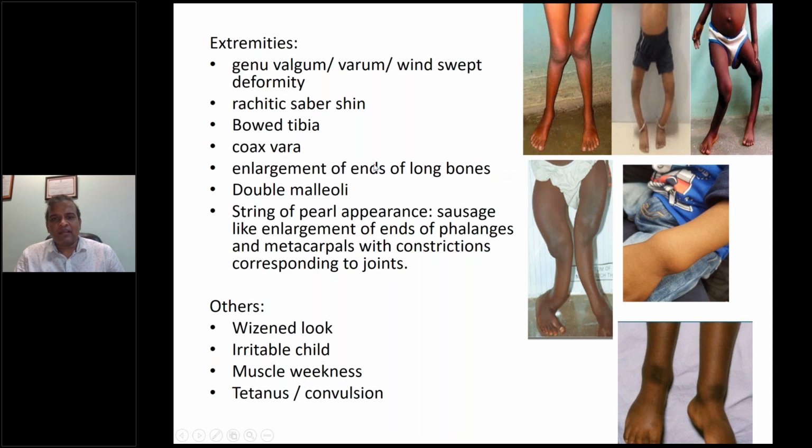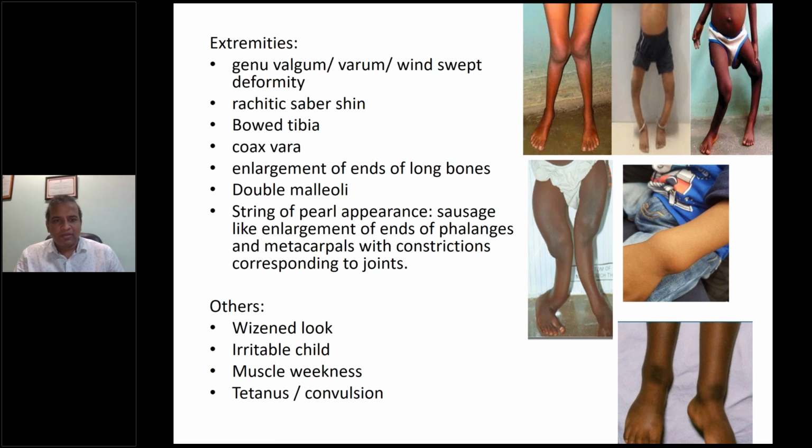The long bone ends are enlarged. This is the commonest clinical sign seen, especially in the wrist, where the enlargement of the distal radius and ulna physis leads to early suspicion of rickets. In the ankle, they give rise to an appearance of double malleoli. There is a string of pearls appearance or a sausage-like enlargement of the ends of the phalanges and metacarpals of the corresponding joints.